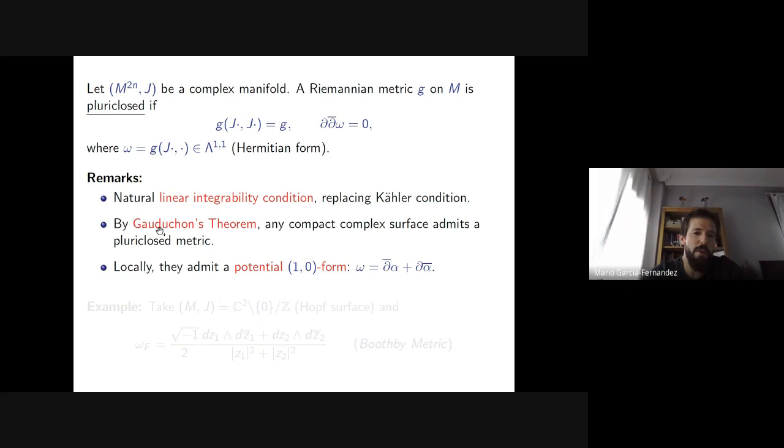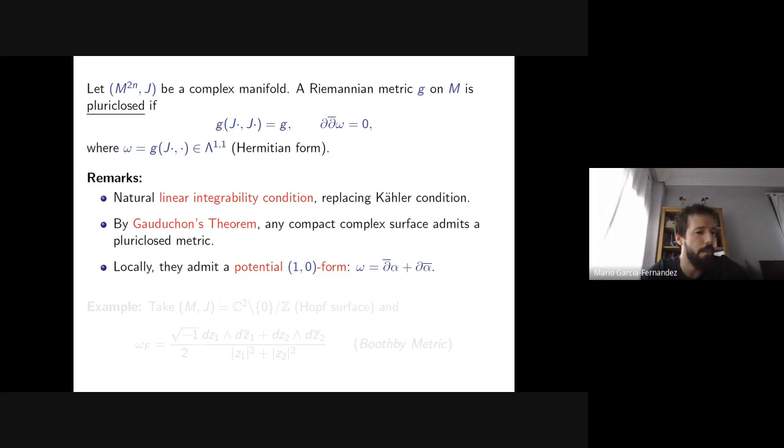By a theorem of Gauduchon, any compact complex surface admits a pluriclosed metric. So we have a large class of these metrics, at least in complex dimension two. And if you ask the natural question about what are the degrees of freedom of a pluriclosed metric, well, in Kähler geometry, the degrees of freedom of a Kähler metric are functions. It's the choice of a Kähler potential.